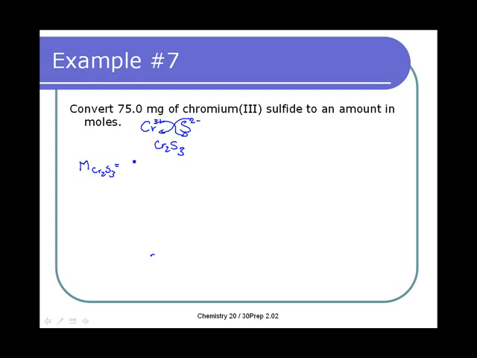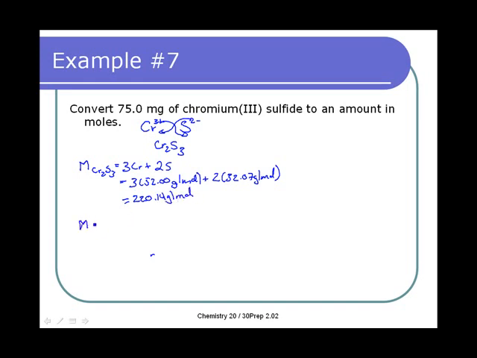Usually what I do is I find my molar mass first if I know I'm going to need it. We have 3 chromiums plus 2 sulfurs. The molar mass of chromium is 52, so 3 times 52.00 grams per mole plus 2 times 32.07 grams per mole. Run it through our calculator and we get 220.14 grams per mole. So now we have the molar mass.